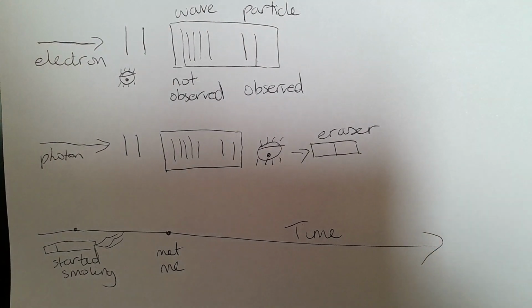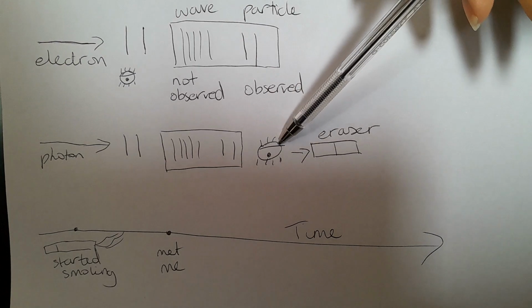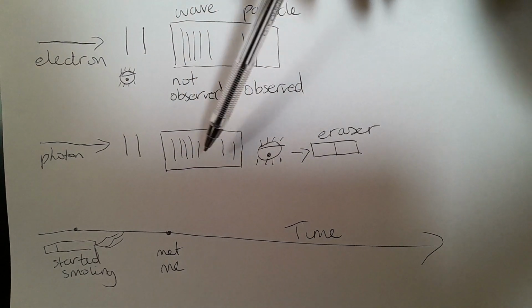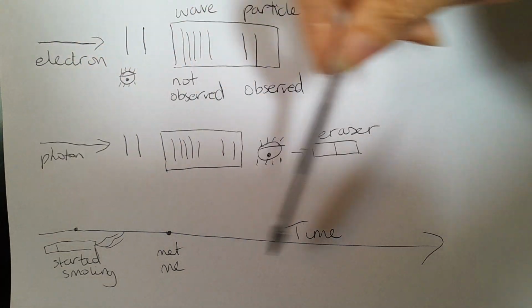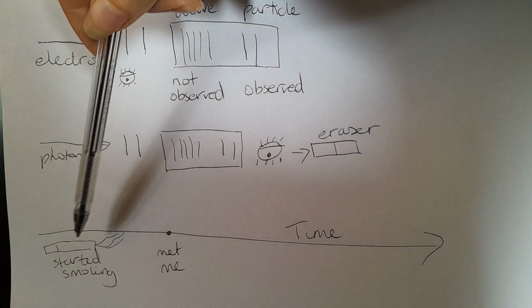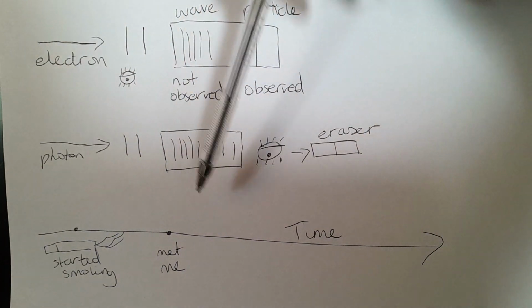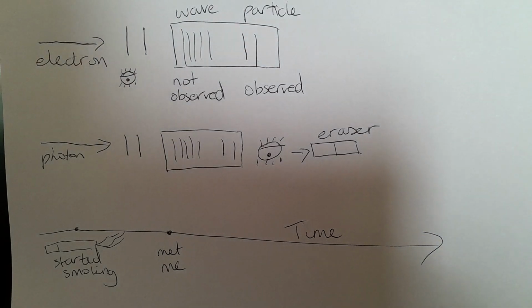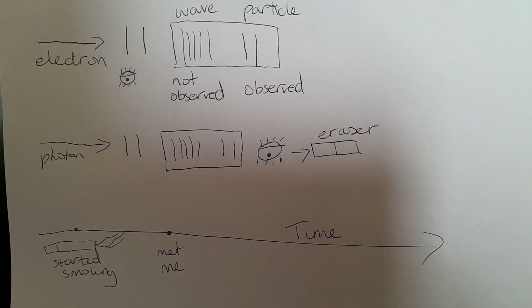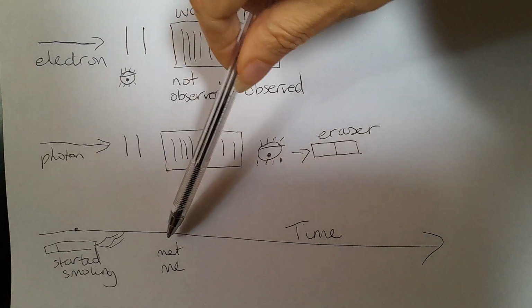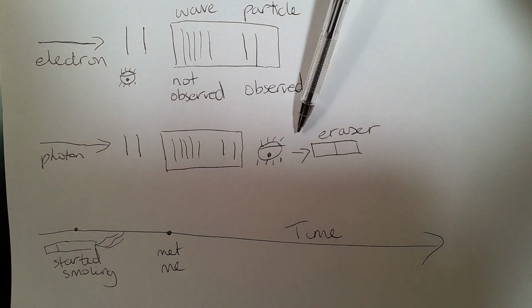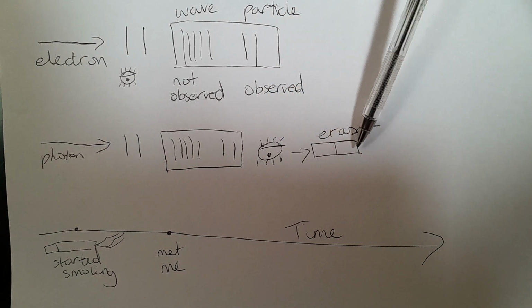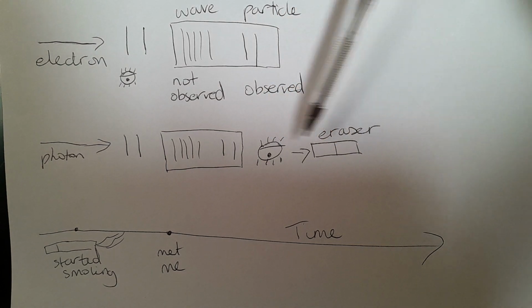This experiment is so much more freaky because the observation is happening after it has already hit the screen. It's like, if you can imagine, this is the timeline. You started smoking when you were 14, you met me at 20. It's like me saying, I made you start smoking. How could I have made you start smoking when I met you after you started smoking? So it's as if the observation and the erasing is changing the past.